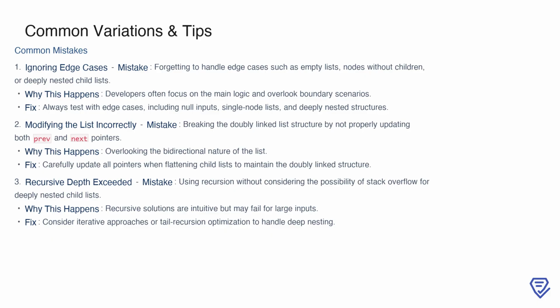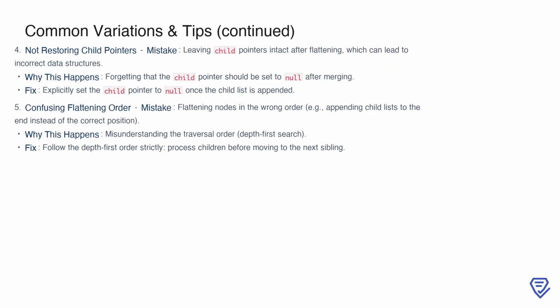While recursion feels natural for problems like these, it's important to consider the risks. If you're dealing with a highly nested structure, iterative approaches or tail recursion optimization can help avoid exceeding the call stack limit. Now, let's look at two more pitfalls.